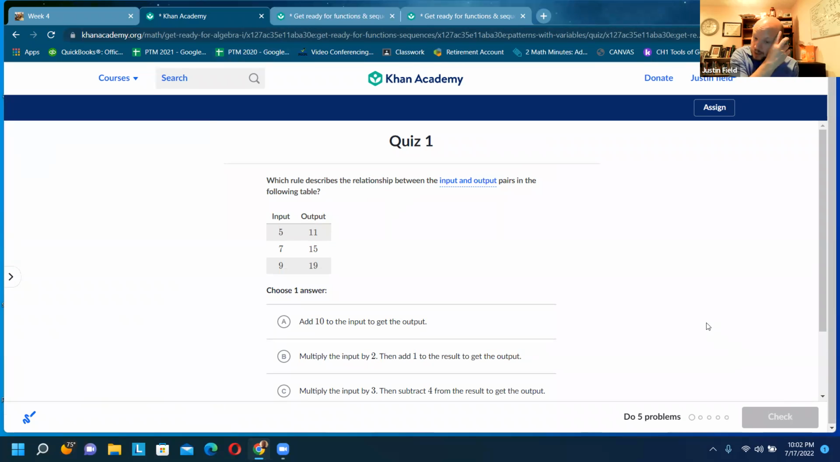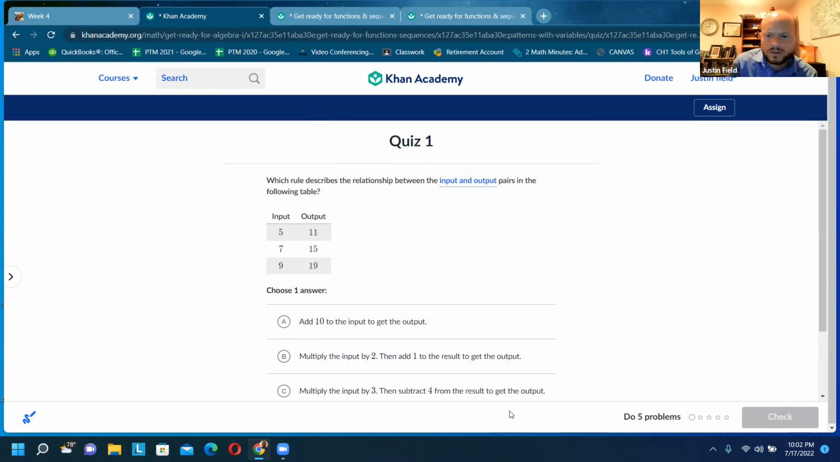All right. So let's start out with the definition of a function. The definition of a function would be each input has a unique output. So that input cannot go to two different outputs. Which rule describes the relationship between the input and the output pairs in the following table? All right, so we're looking at 5 goes to 11, 7 goes to 15, 9 goes to 19.